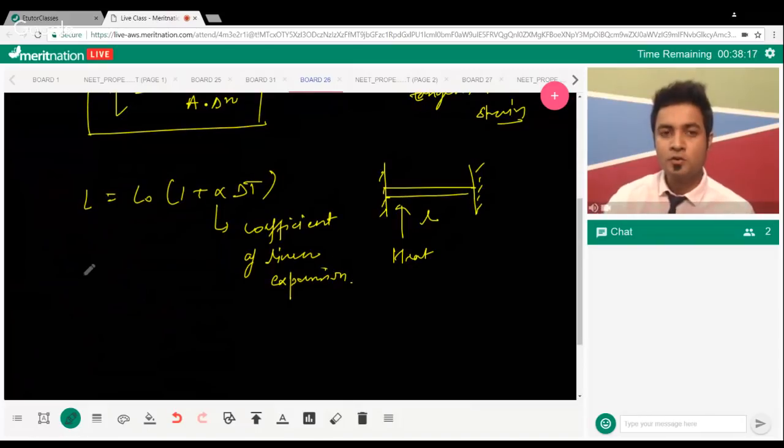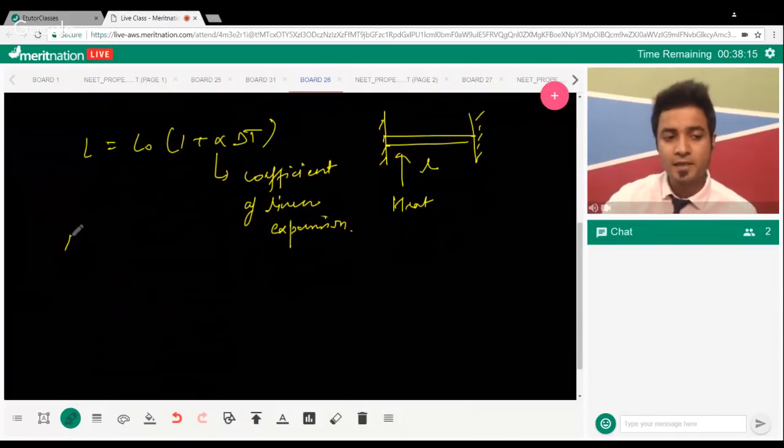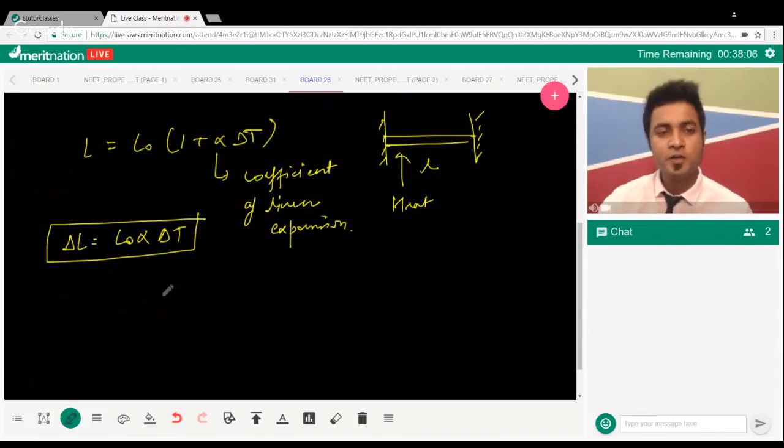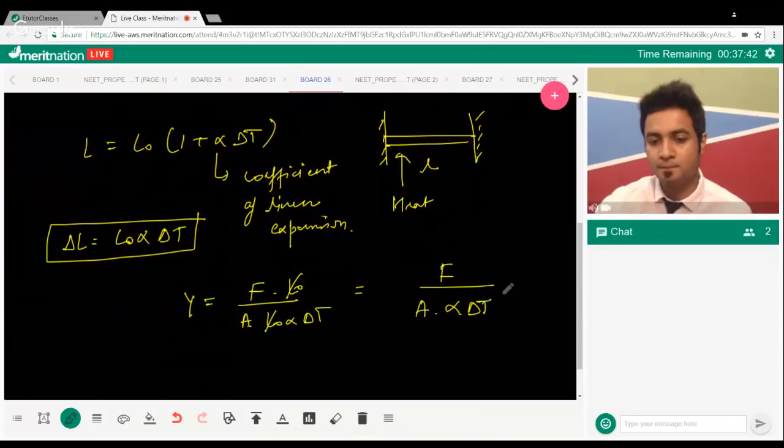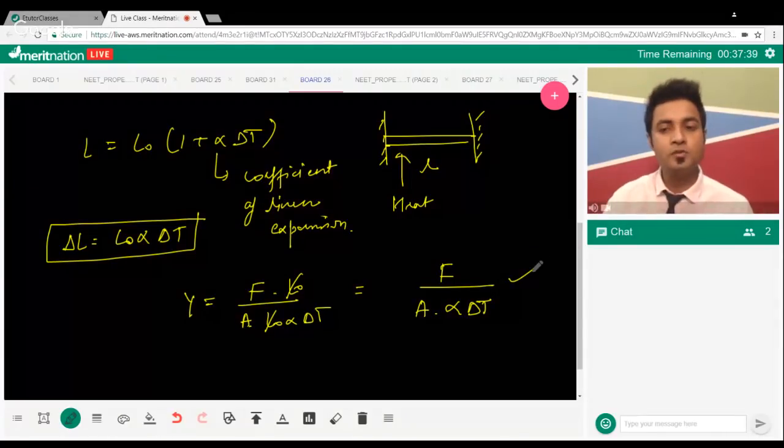Okay. So if I wanted to write delta L here, delta L is nothing but L naught alpha delta T, right? So if I write it in the same terms that I discussed a few minutes back, Y, that is thermal stress, is F upon A divided by delta L. Delta L I can write as L naught alpha delta T, and here L, or you can say the initial length, is L naught, so this will get cancelled out. So you can write it this way: F upon A equals Y alpha delta T, right? So these things also come in the exam.